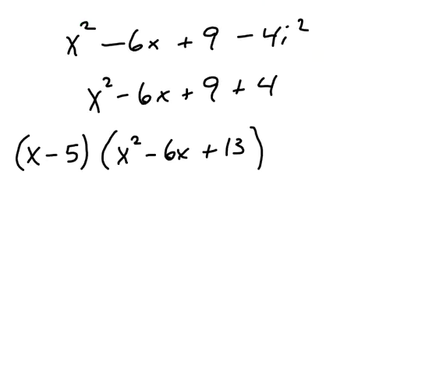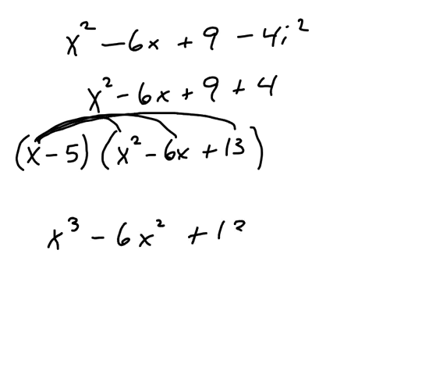I could make another box if I'd like. This one would just be 2x3 instead of 3x3. Or you can use a stacked method. So x times x squared is x cubed. x times negative 6x is negative 6x squared. x times 13 is 13x.